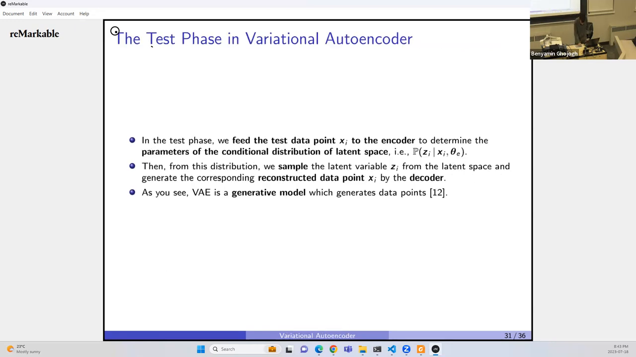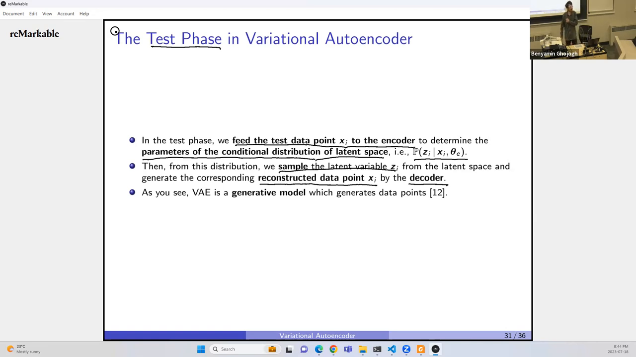Now the test phase. You trained the neural network. It has maximized the ELBO at the end after convergence. Then you want to test it. How? In the test phase, we feed the test data point Xi to the encoder. What does it give me? The encoder gives me parameters of the conditional distribution of latent space, p of Zi given Xi. If, for example, p of Zi given Xi is a Gaussian, it gives me mean and covariance. So corresponding to Xi, I will find some distribution of Zi given Xi. Then I sample Zi from that. Then I feed Zi to the decoder. The decoder gives me the corresponding reconstructed data point Xi.